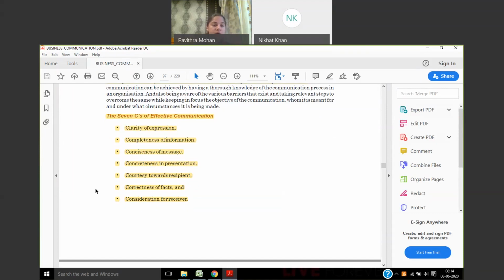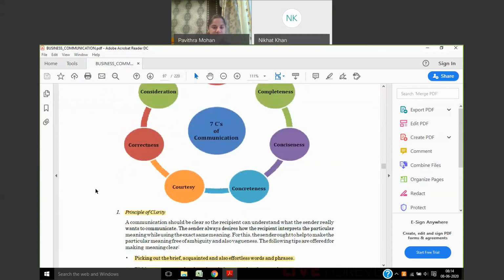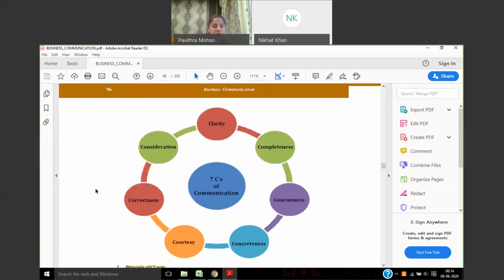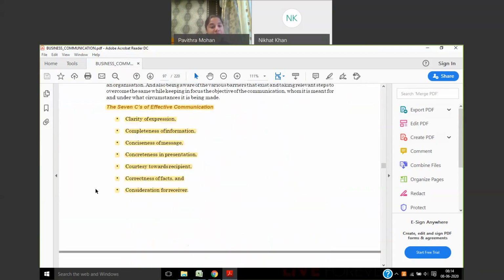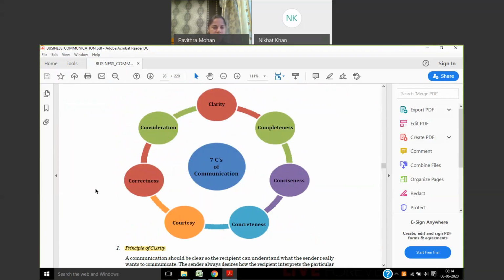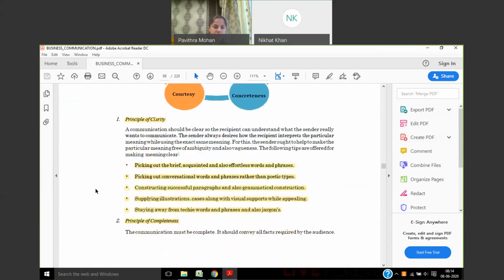The first, we'll just go with the same concepts as explained here. That is clarity of expression, completeness of information, conciseness of message, concreteness in presentation, courtesy towards the recipient, correctness of facts, and consideration for the receiver. Okay, this is considered the 7 C's of communication.